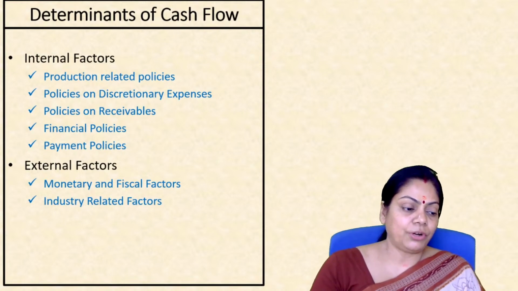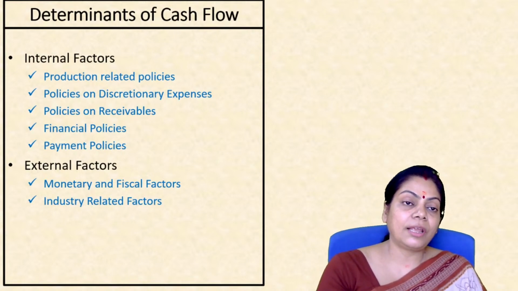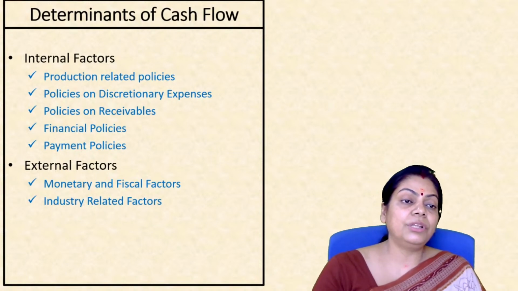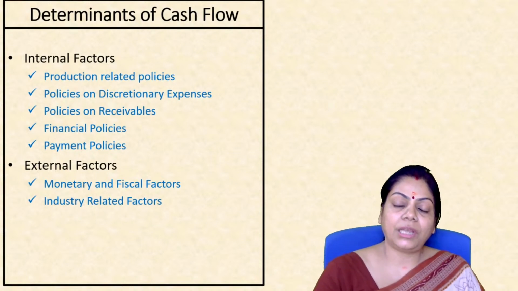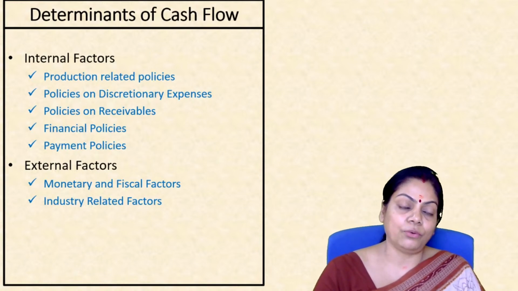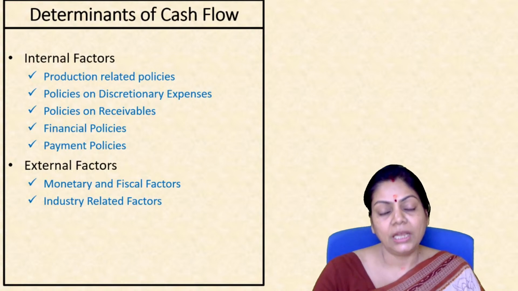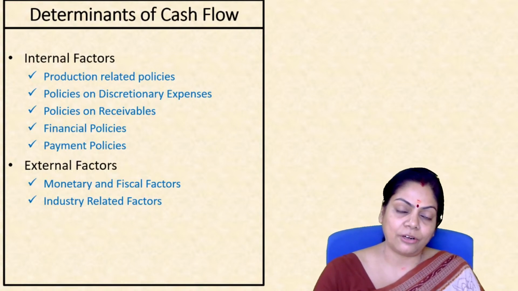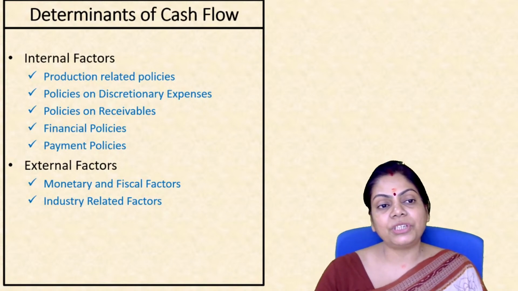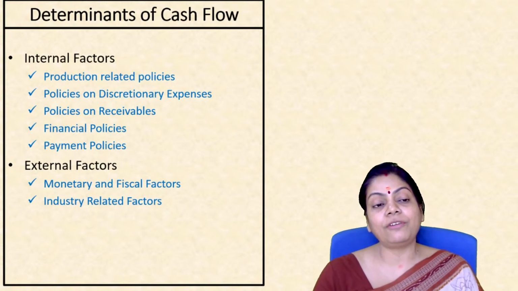Now, as we talked about the internal cash flow and the inflow and outflow, the external. So now when we talk about the cash flow, there are several factors that affect the cash flow. There could be several factors which are internal to the company. There are several factors which are beyond the company. Now, what are the internal factors?